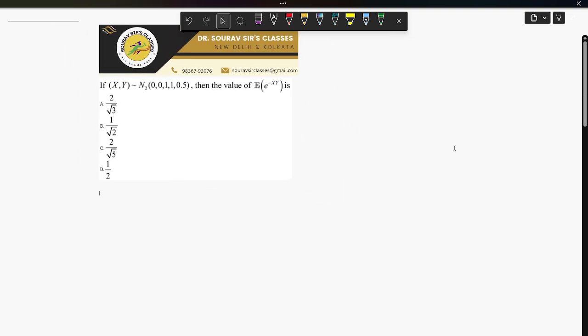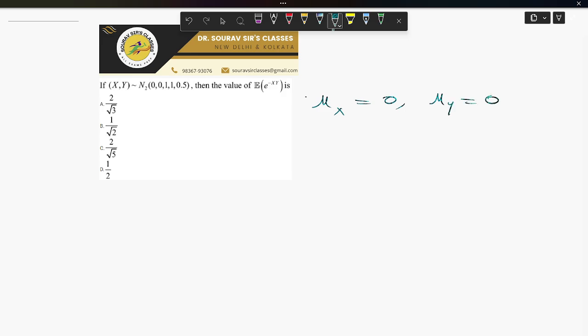So what can be done with this? How can we do that? We would write mu x is equal to 0 and mu y is equal to 0. These are the means, and sigma x square is equal to 1 and sigma y square is equal to 1, and rho is equal to 0.5, which is the correlation. These are the variances and these are the means. So we need to compute the expectation of e to the power minus XY.